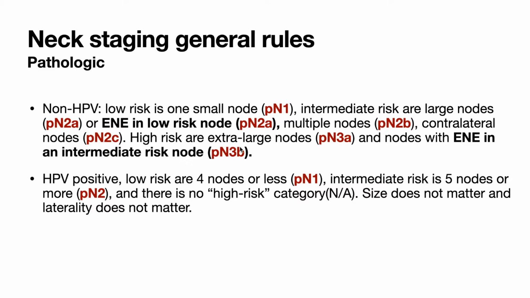And N3 disease is also split, with a node in the intermediate risk category, for example, a greater than 3 centimeter node, or multiple nodes, or a contralateral node that has ENE. For HPV disease, the stratification is based on number of nodes only. So if there are 4 nodes or less, that's classified as N1 disease. 5 nodes or more, that's N2 disease. And there is no N3 category for P16 pathologic nodal classification.